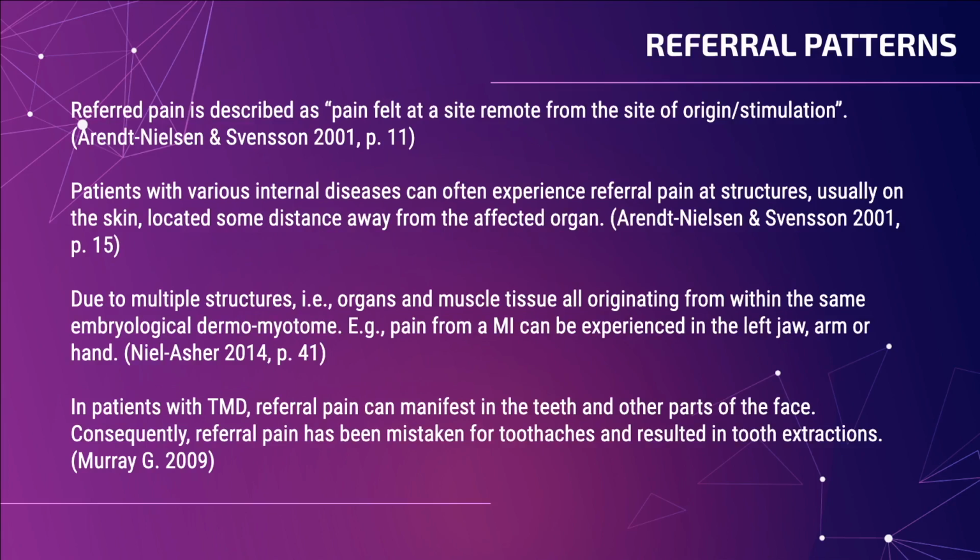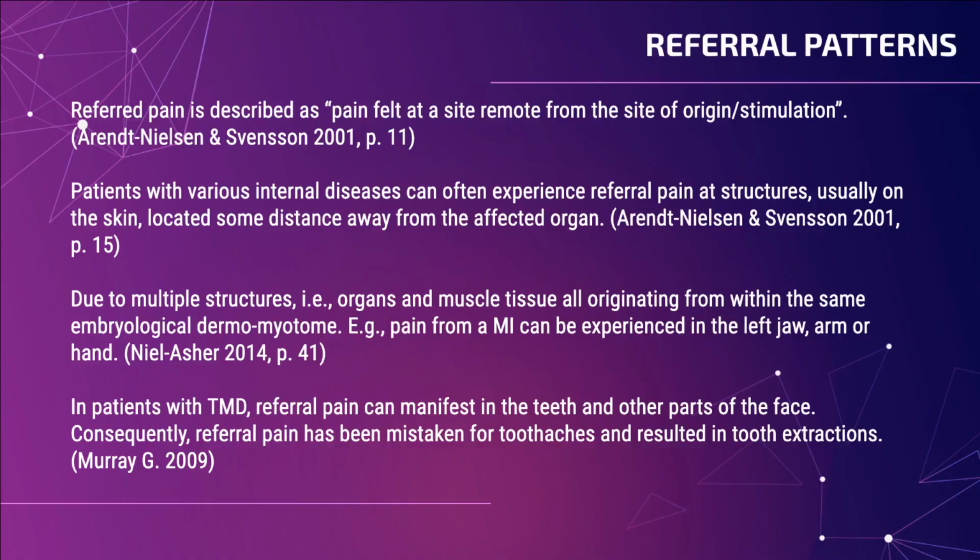So talking about referred pain, it's described as pain felt at a site remote from the site of origin or stimulation. Patients with various internal diseases can often experience referred pain at structures, usually on the skin, located some distance away from the affected organ. It's thought that this is due to multiple structures, such as organs and muscle tissue, all originating from within the same embryological dermomyotome. So, for example, the pain from a myocardial infarction can be experienced in the left jaw, arm, or hand, going back to what the TCM book was describing before as blood stasis in the heart being felt in the heart channel. In patients with temporomandibular joint disorder, referral pain can manifest in the teeth and other parts of the face. Consequently, referred pain has been mistaken for toothaches and resulted in tooth extractions.